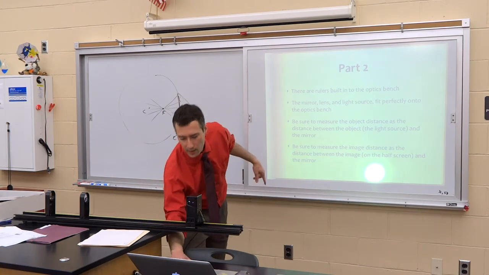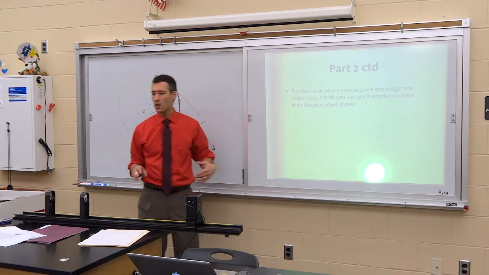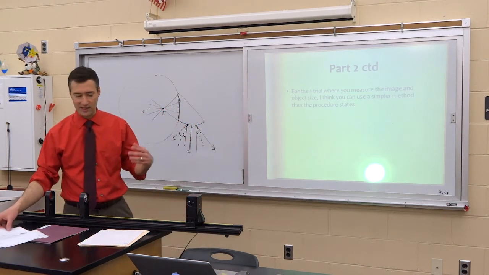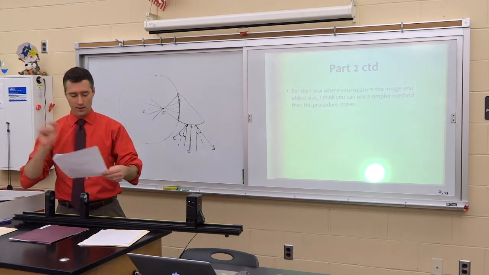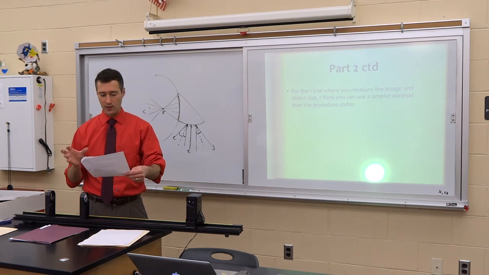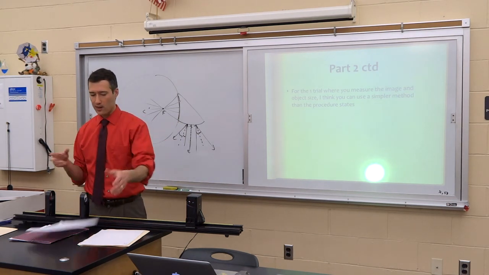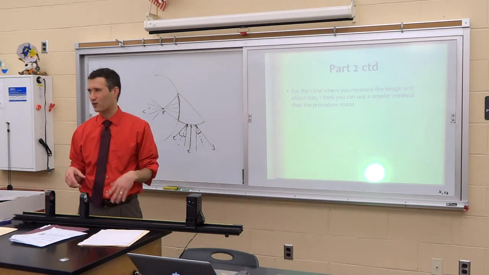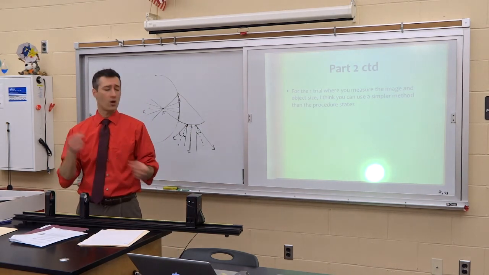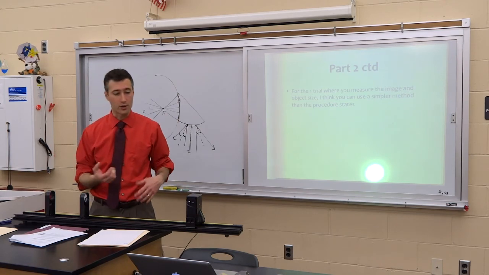And then the only other thing I can think of is at the end, they want you to measure the size of the object in the image for just one trial. The procedure has this somewhat complicated way to do that by like getting a scrap of paper and kind of fitting it on top of there and then fitting it onto the half screen. I don't think you need to do that. I think you can just hold your ruler up to those things and do good enough.